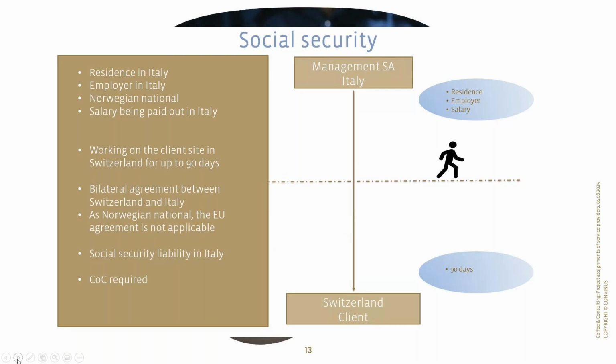Norway is an EFTA member state. Therefore, we have to look at whether there is a bilateral agreement between Switzerland and Italy. And yes, there is. Therefore, for him being able to work in Switzerland and remain in the Italian social security system, that is not a problem at all. But we would need to request the certificate of coverage for him, and it's not an A1 because he is a Norwegian national. If he would be an Italian national, for example, then the A1 would be required. Now, there is a bit of a difference in what the consequences are here in Switzerland.